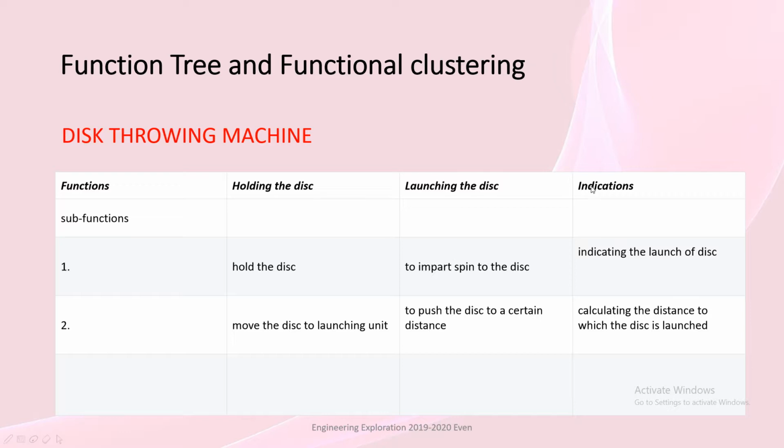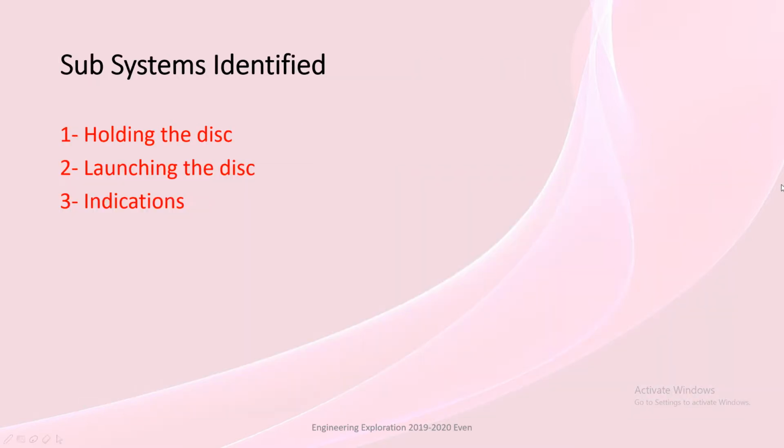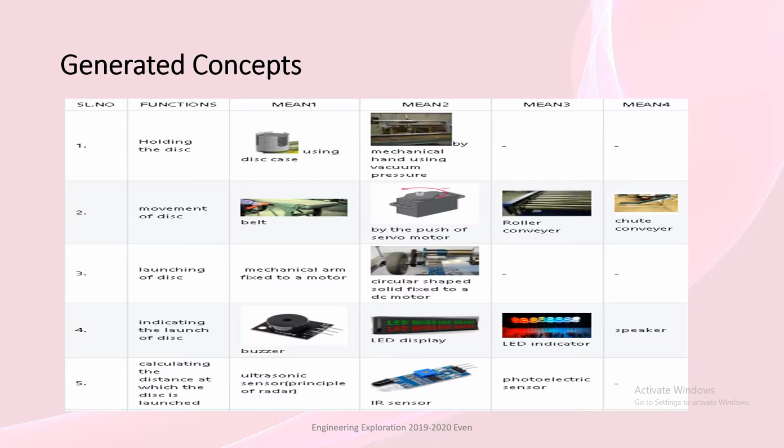And the next functional specifications are indications. The first indication is indication of the launch of the disk by a blinking LED. The next indication is calculating the distance of the disk launched and displaying it on the LED display. The different subsystems involved in our course project are holding the disk, launching the disk, and indications.